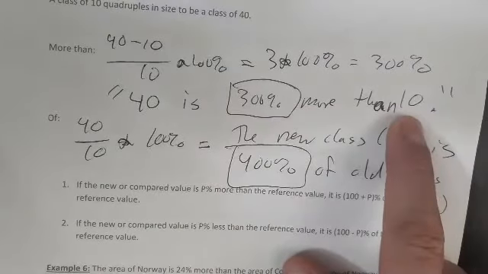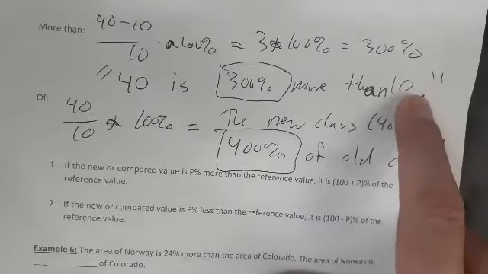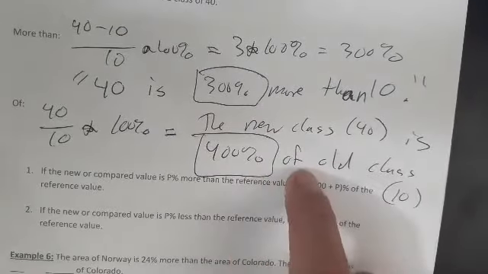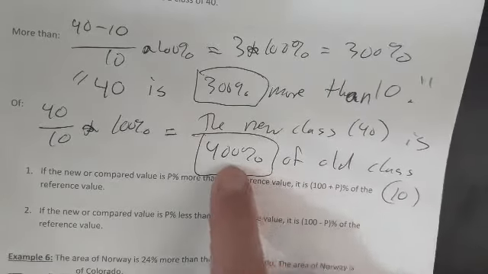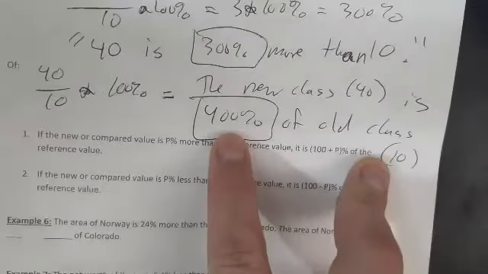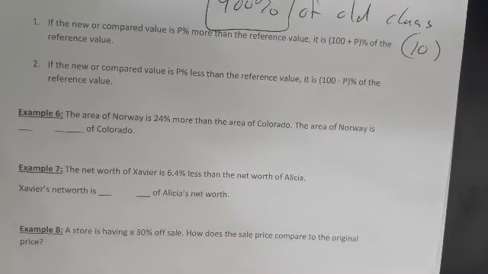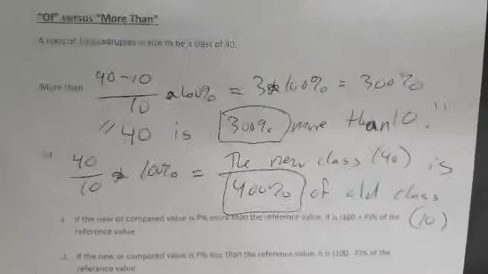So if we say 40 is 300% more than 10, what that means is we take 300% of 10, which is 30, and we add it to 10 to get back to 40. If we say the new class is 400% of, what it means is we take 400% of 10, which means that 4 times 10 will get you to 40. And so we talked about more than.